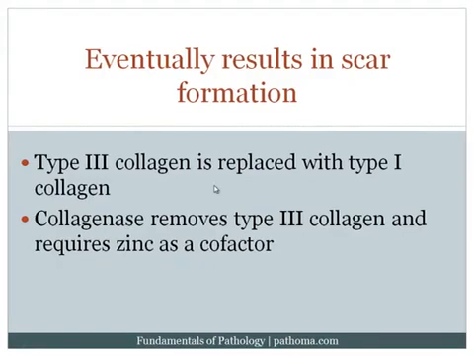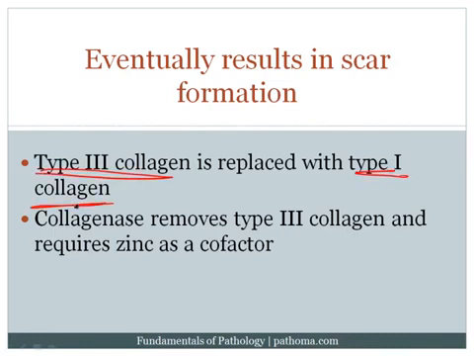Now, it's important to remember that eventually granulation tissue will produce a scar. Okay, so that's the end result. Like I said, granulation tissue is the early form of what will eventually become a scar. And one of the key features that distinguishes granulation tissue from a scar is that when you have a scar, the type 3 collagen of the granulation tissue is replaced with type 1 collagen.